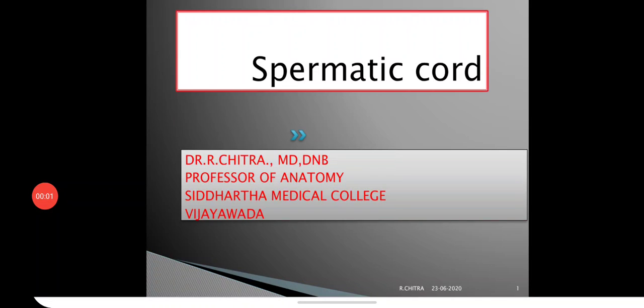So in this class we will see the spermatic cord. Spermatic cord is a tubular sheath containing the vas deferens mainly, vessels and nerves of the testis and epididymis also. So it's a very short topic.